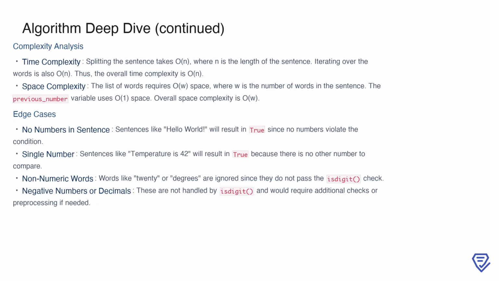The algorithm's efficiency can be analyzed in terms of time and space complexity. For time complexity, splitting the sentence into words takes O(n), where n is the length of the sentence. Iterating through the list of words is also O(n), so the overall time complexity is O(n). For space complexity, the list of words requires O(W) space, where W is the number of words in the sentence. The previous_number variable uses constant space, O(1). Therefore, the overall space complexity is O(W).